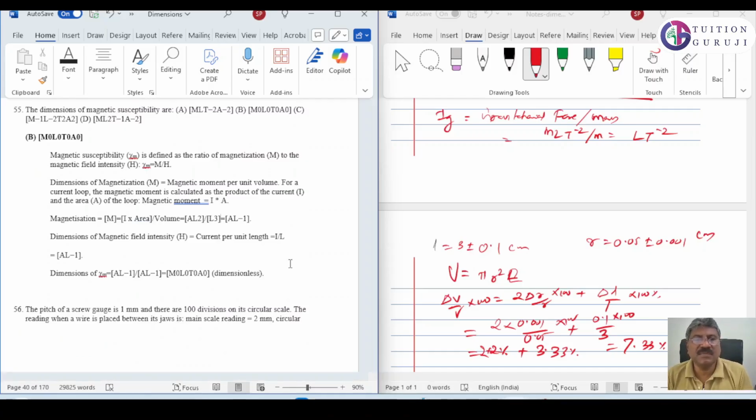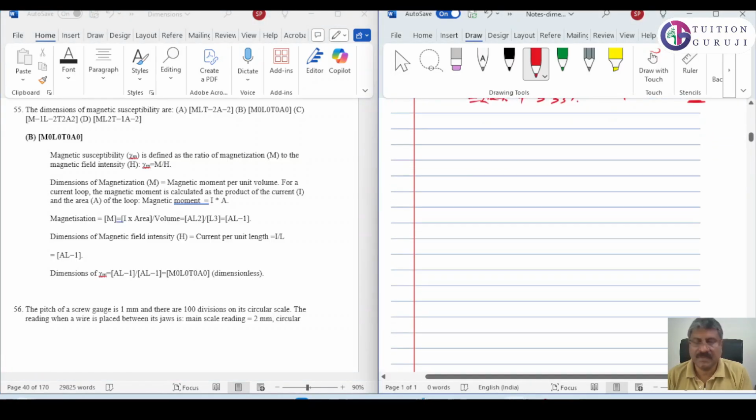The dimensions of magnetic susceptibility. So we have to find out the dimensions of magnetic susceptibility. So magnetic susceptibility, chi m, is equal to magnetization M divided by magnetic field intensity H. Okay, M by H. Now what is magnetization?